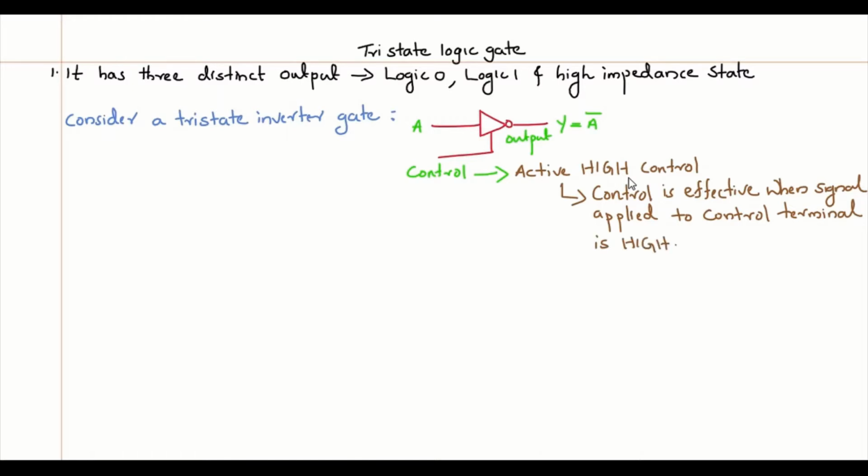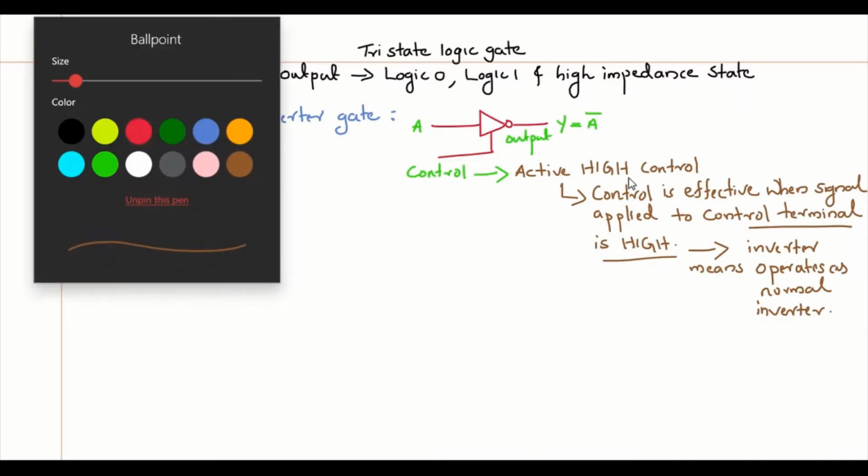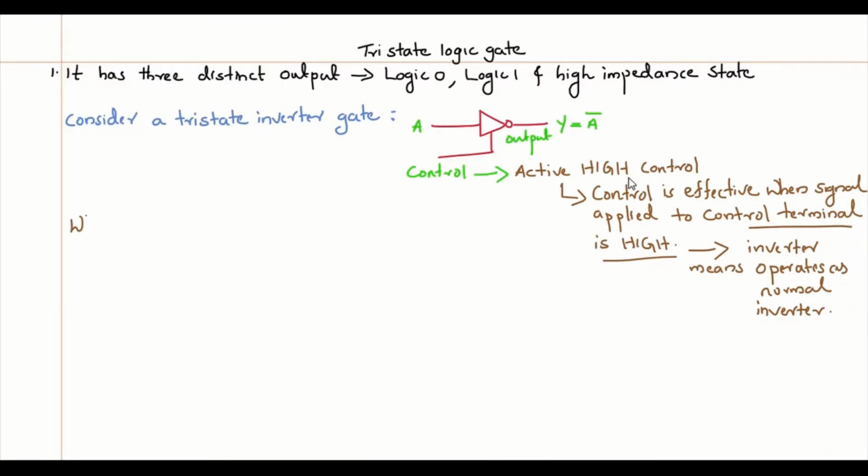So what is meant by that? When the signal applied to the control terminal is high, the inverter operates as a normal inverter. That is, the output Y equals A complement only if the signal applied to the control terminal is high. Now let us see what happens when the control signal is low.